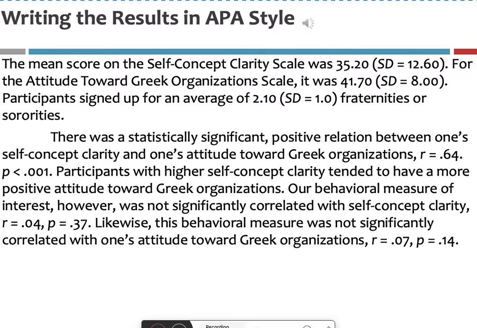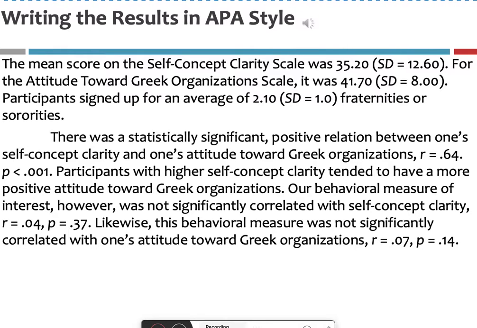Okay, and so this slide jumps into providing you with an example of the results write-up in APA style. So here you'll see that the authors are reporting the mean, so the average, for each scale, as well as the standard deviation for each of the scales that they included. And they also provide information on the correlations that they found. So the first paragraph is descriptive statistics. You're providing information on the means for each scale, the standard deviation. And in the second paragraph, they're describing the correlation.